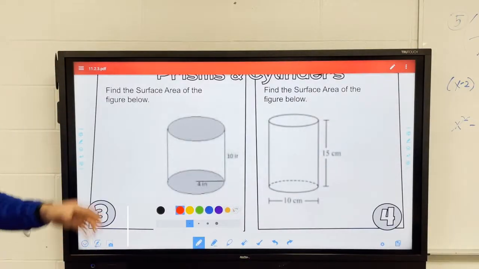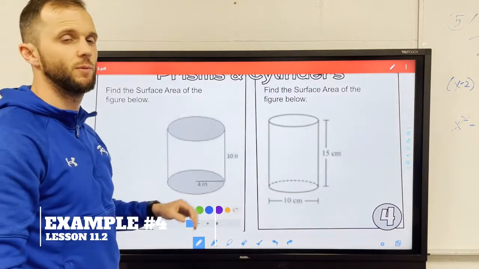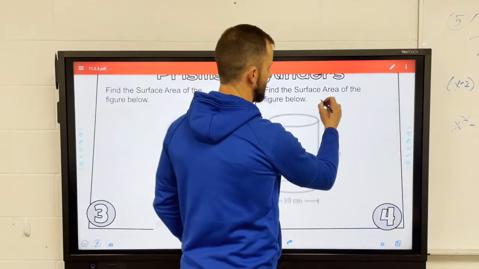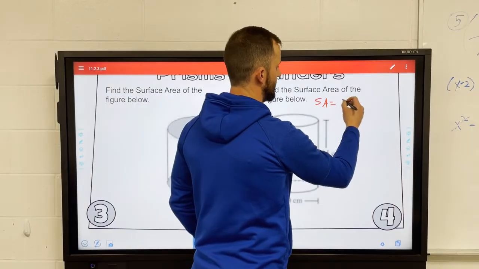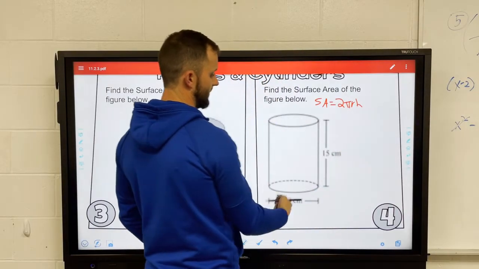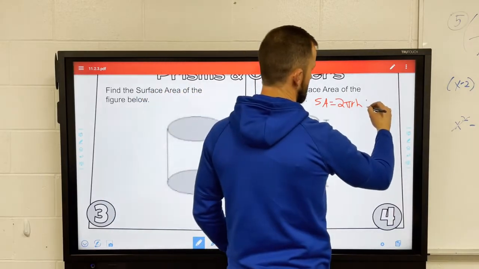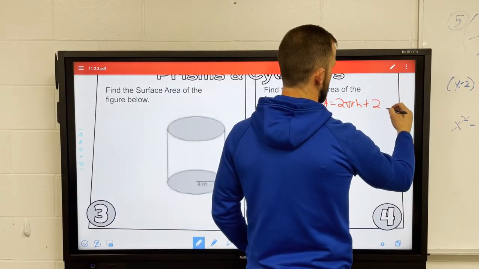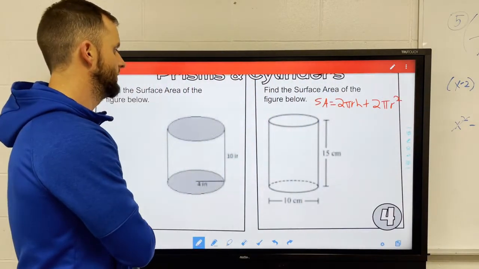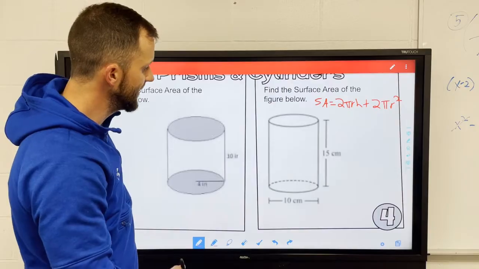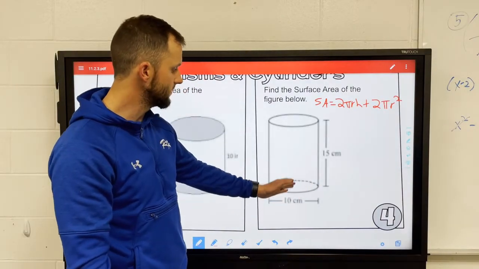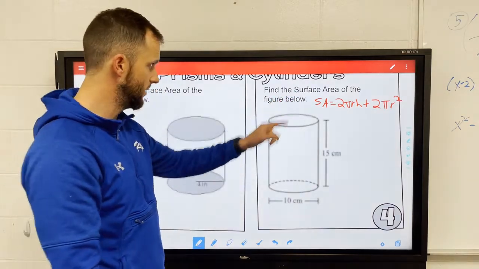Okay, so now on the last one, it says we need to find the surface area of the figure below. Again, we have a cylinder, so I'm going to be using the same formula as earlier. So again, surface area is equal to the circumference of the base times the height. And then I'm going to be adding 2 times the area of the base, which is 2 times pi r squared here, okay? So right now, if you look, it looks like the distance all the way across my circle is going to be 10. So my radius is going to be 5. So I'm going to plug that in for my radius.